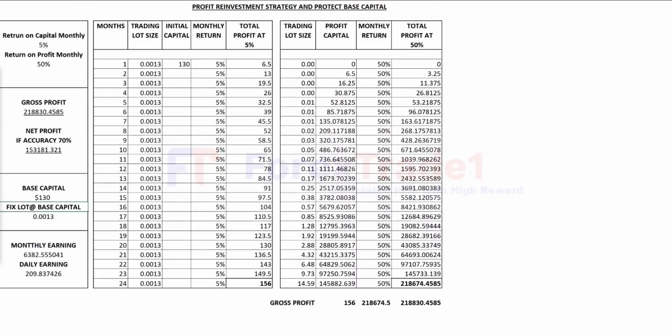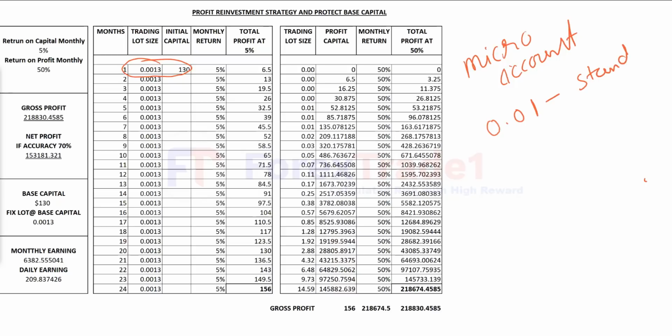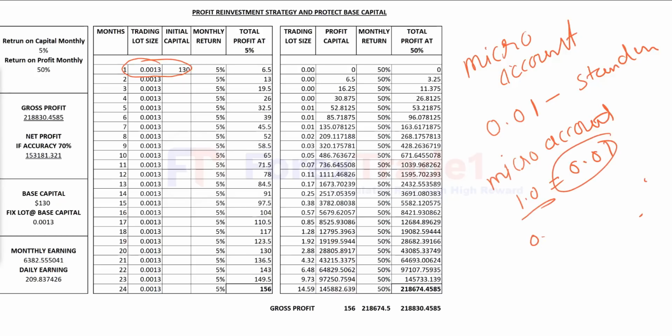What will be the lot size? You have to keep in mind that the lot size is very small, so you require a micro account to trade. Yes, 0.01 is the maximum small lot size that can be traded in a standard account. In a micro account, one lot equals 0.01. So you can trade with 0.13 in a micro lot size.